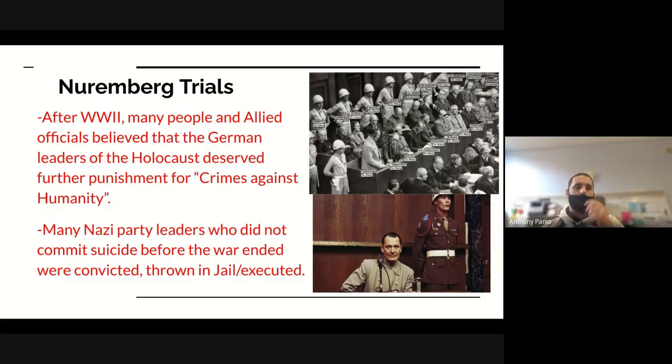Okay, so depending on what they did in the Holocaust, maybe they carried out some plans, maybe they carried out some executions, they were put on trial and sentenced for whatever crime they were found guilty of. So many Nazi party leaders who did not commit suicide like Hitler before the war ended were convicted, thrown in jail, or executed. This is a good way to keep the people who had done these things in the Holocaust accountable for what they did, and many of them were sentenced to life in prison or were executed.